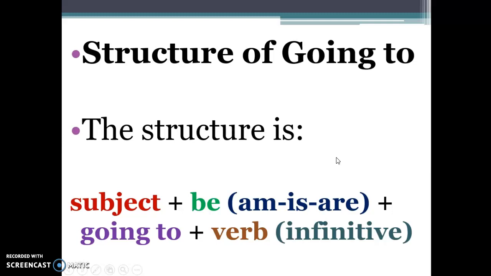Now, what is the structure of going to? The structure is the following. We have to use the subject plus the verb to be that can be am, is, or are, plus going to plus the verb in infinitive.